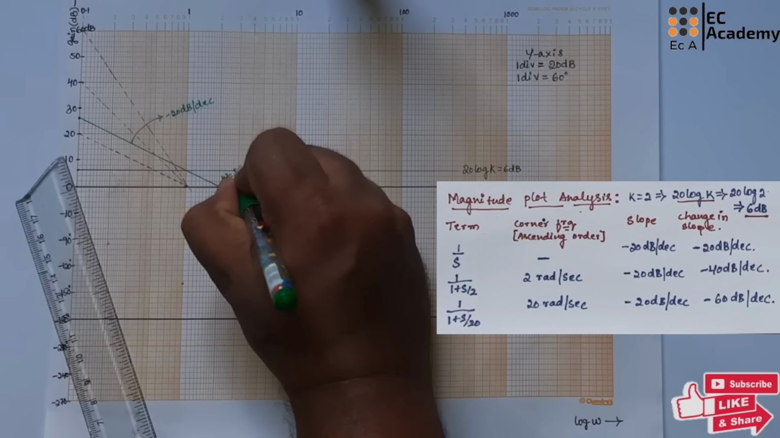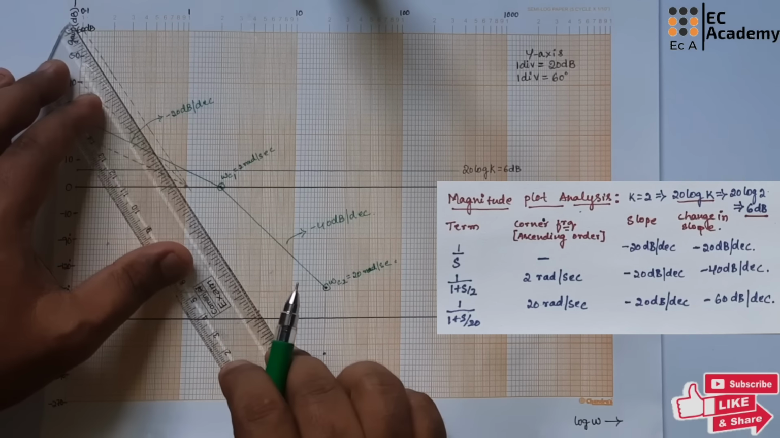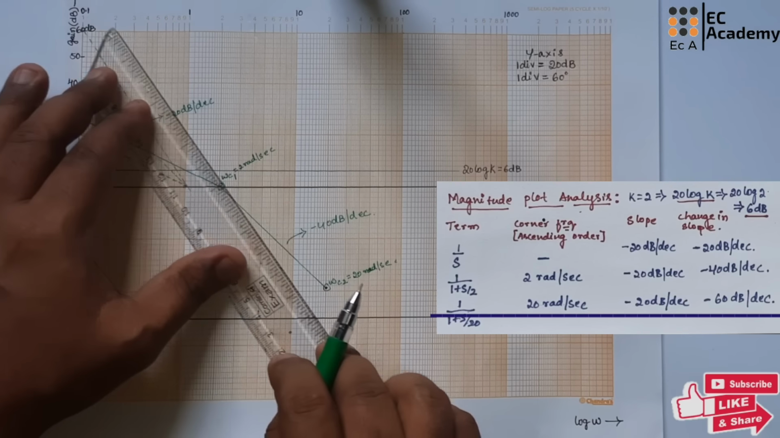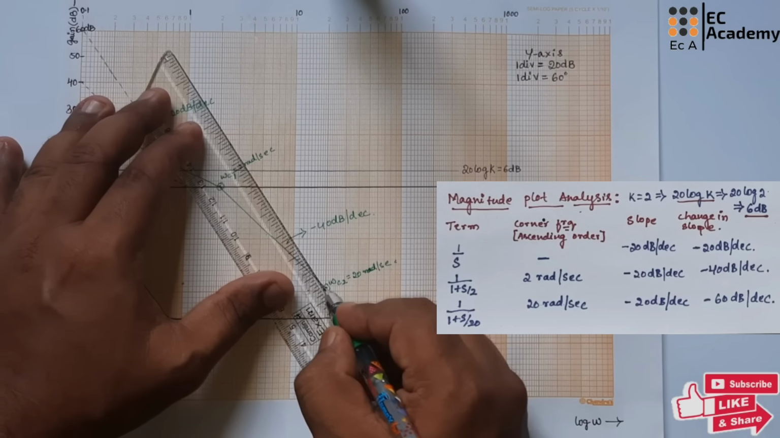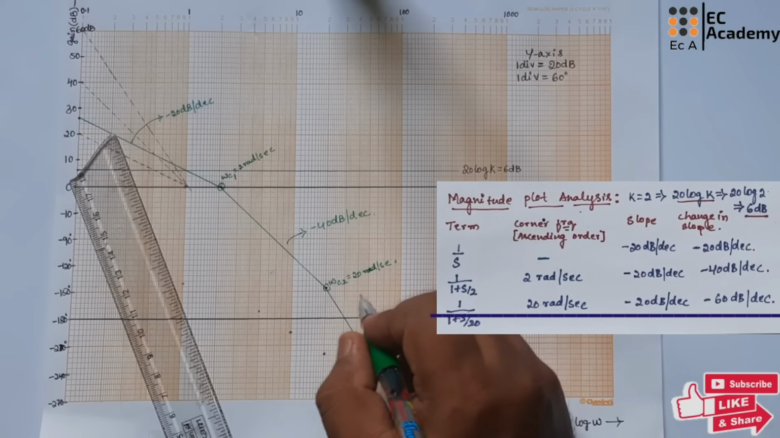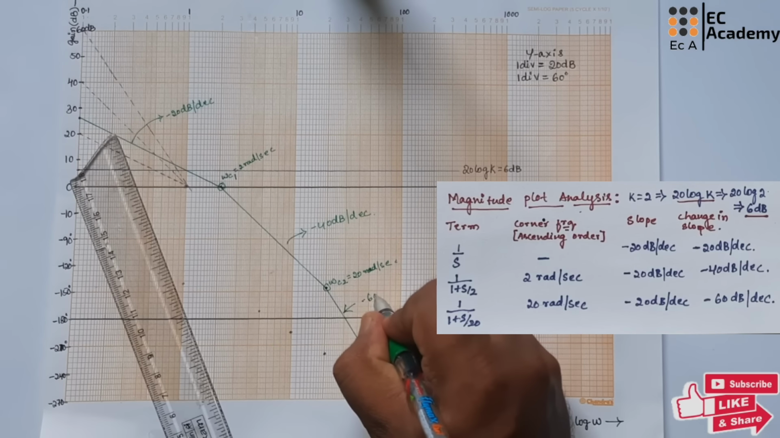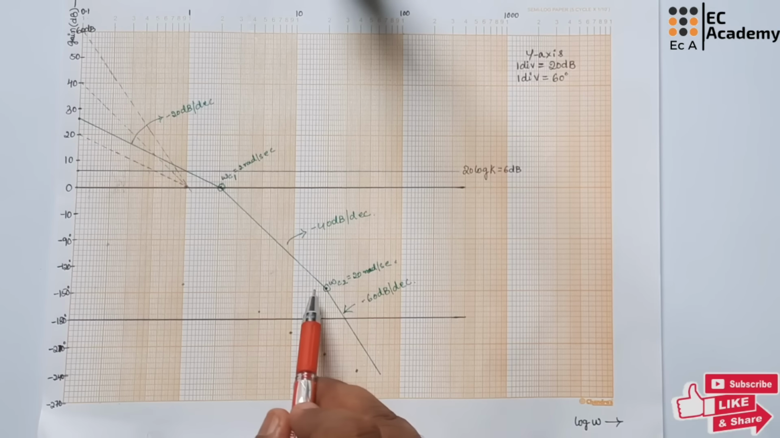This is the second corner frequency, which is 20 radians per second. From this corner frequency, we need to take 60 dB slope. We need to draw 60 dB slope up to infinity value. So this slope is minus 60 dB per decade slope. This is the magnitude plot.